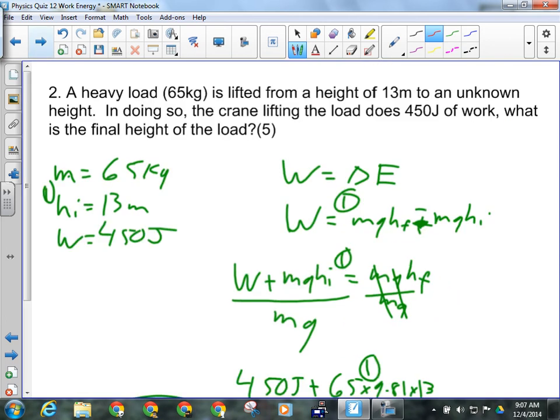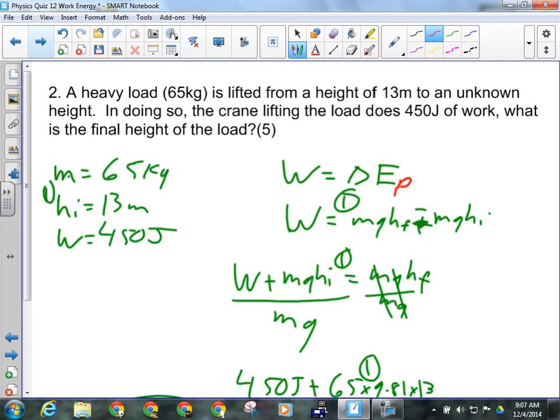All right, we said in number 2, the potential energy was what was changing. All right, we know that because the height is changing. So give them a mark first. Okay, for their givens, 65 kilograms, initial height 13 meters, and the work that's done, in other words, the change in energy, is 450 joules. Okay, again, a mark for work energy theorem. Work's a change in, this time, potential energy. Okay, and we're looking at then mghf minus mghi.